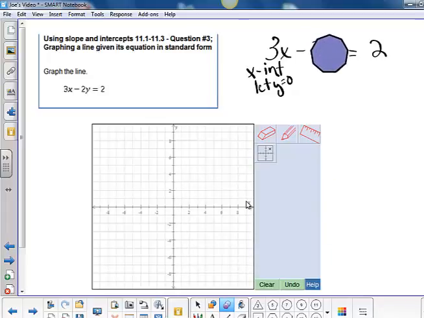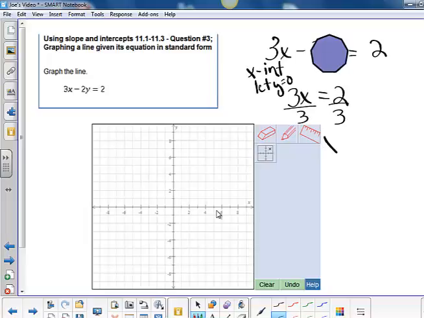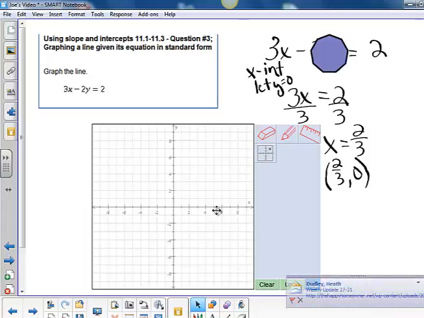Okay, so I'm going to cover up the y term. So when I do that, what I have is 3x equals 2. Divide both sides by 3. X equals 2/3. Now remember that y equals 0. So this is actually the ordered pair: x equals 2/3, y equals 0.